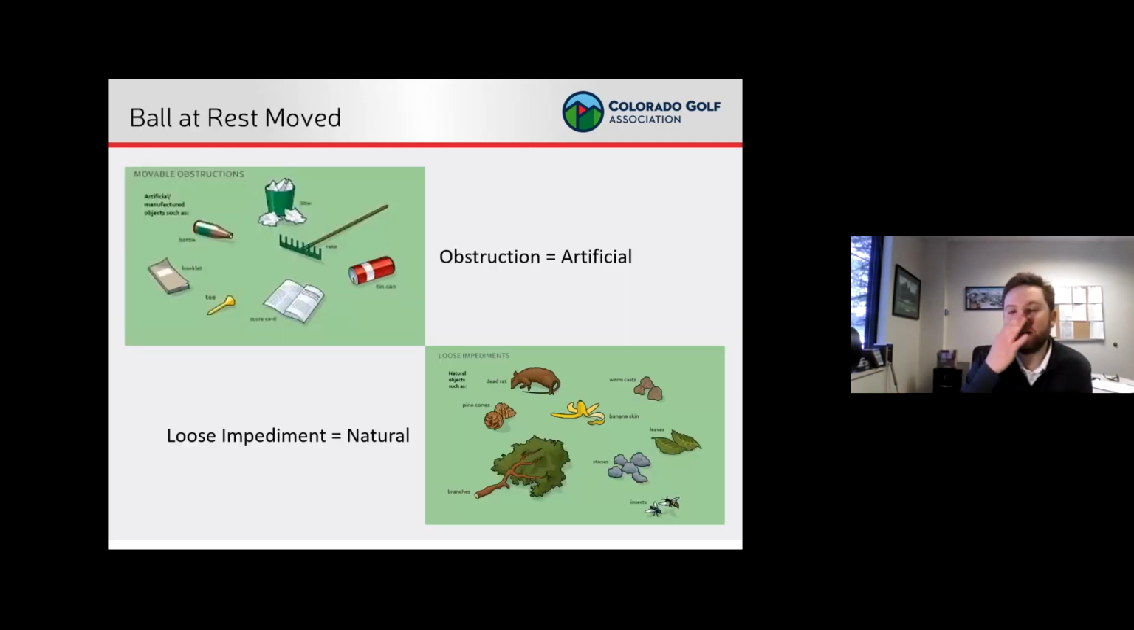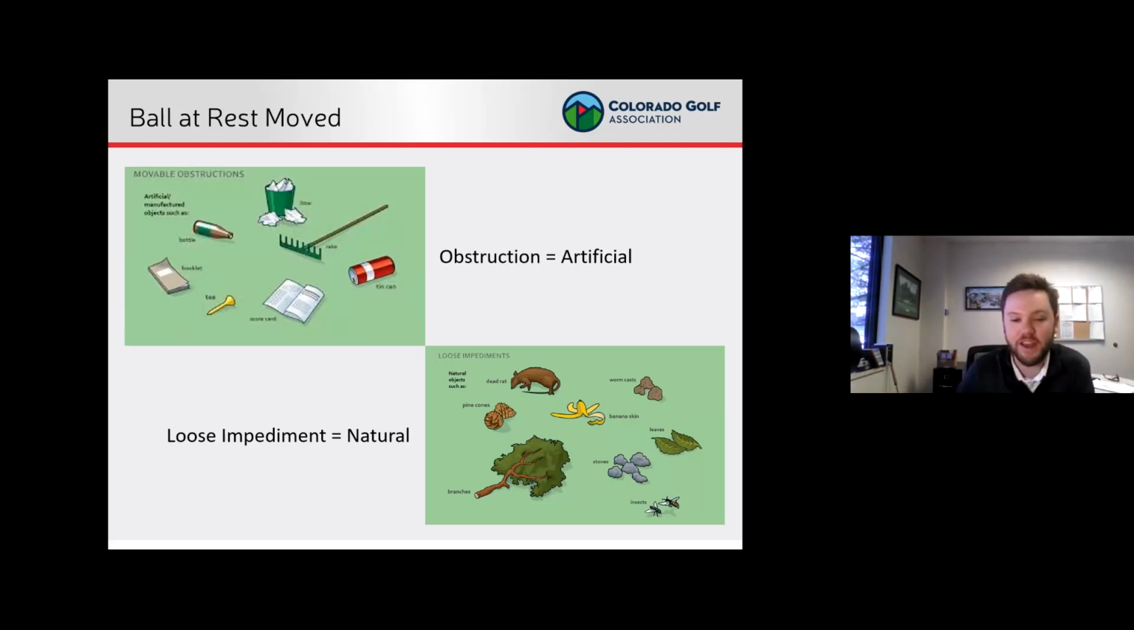All right, so again, to tie 15.1 and 15.2 together, remember, an obstruction is an artificial object. A loose impediment is a natural object. That's really what it comes down to. Obstructions are all man-made. Loose impediments are natural. Where did it come from? Did it come from a factory or a manufacturer? Did it come from the earth? That's a really good way to break in, which rule applies, 15.1 or 15.2.